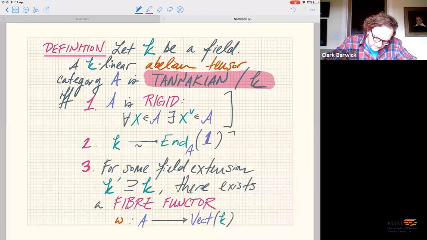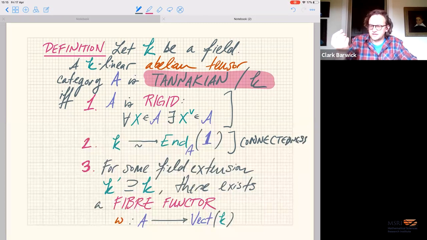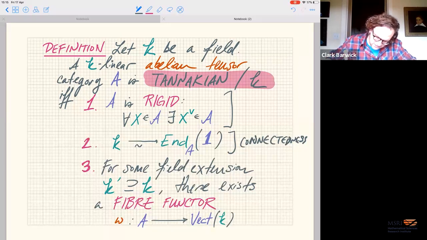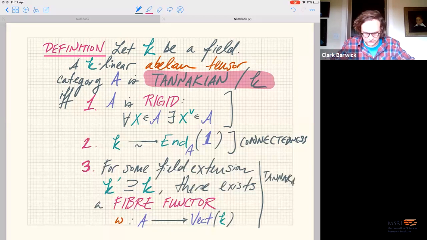Next is a kind of connectedness hypothesis. I should have written down that this is connectedness. This is saying that if you look at the endomorphisms of the unit, that just has to agree with the field. You've always got a map, but that map needs to be an isomorphism. That's like saying that H0 of your space is just the ground field. So it's a connectedness hypothesis. And then finally is this kind of mysterious one. This is really where the Tannakianness comes into its own. Tannaka, I'll just write Tannaka's name.